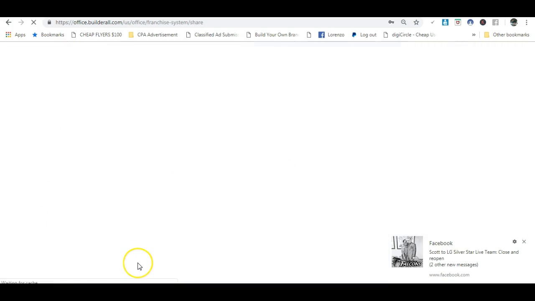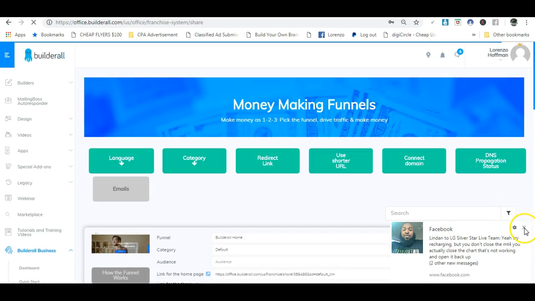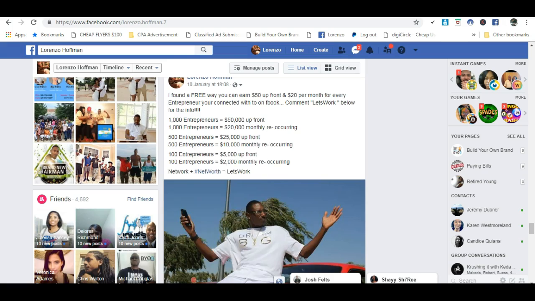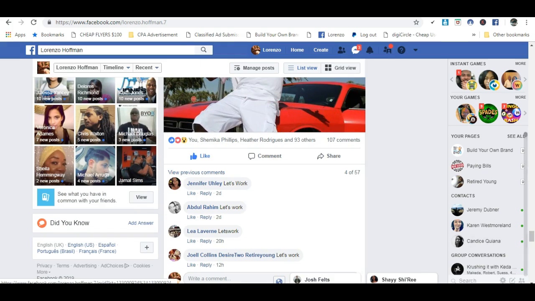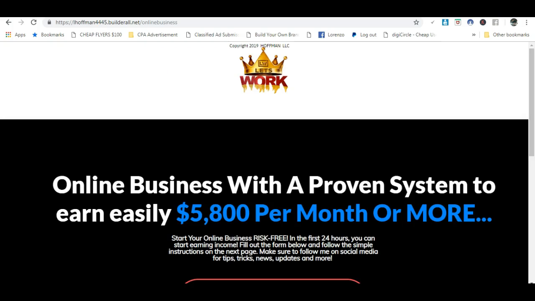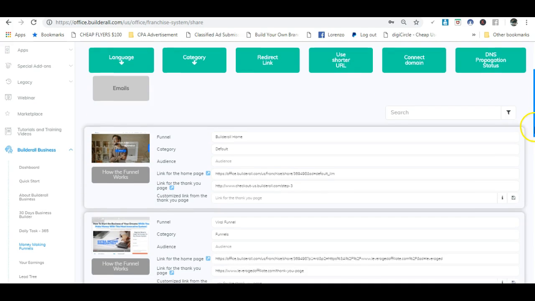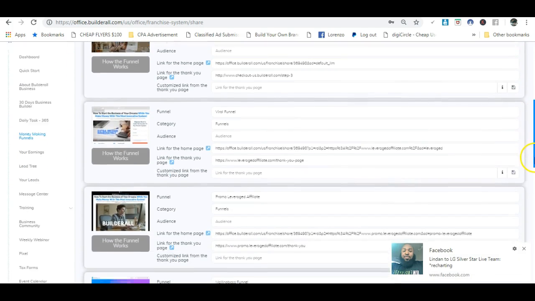Now, this is how you make your $50 per entrepreneur, per business builder, per everybody. You see how I put this post right here on Facebook and got over 100 comments. You guys are in a group chat, and I have so many group chats. As you guys can see, this is how it works. This is how people get close to businesses. So, this is how you can make your $50 per person.